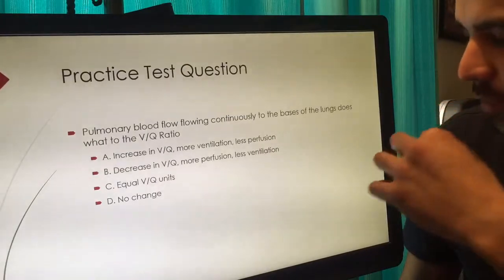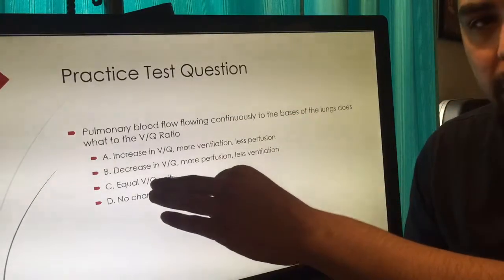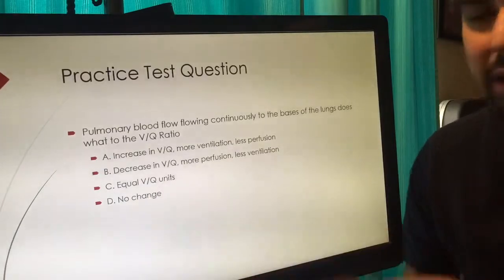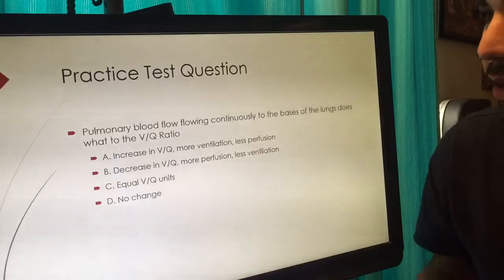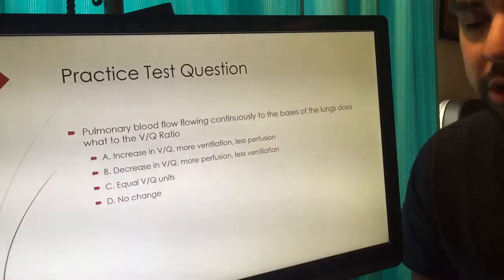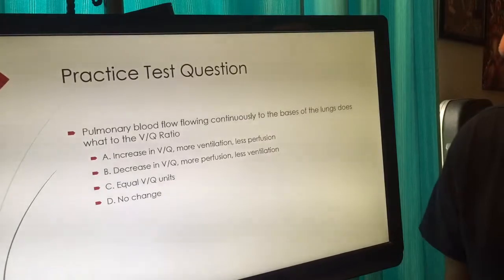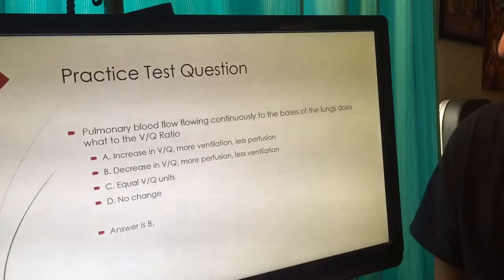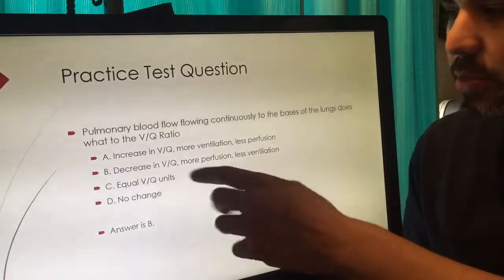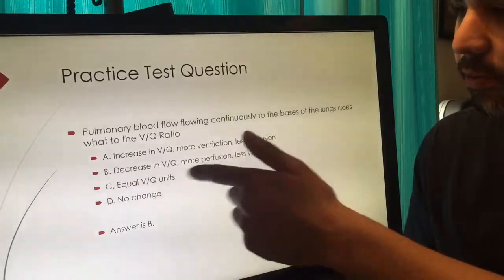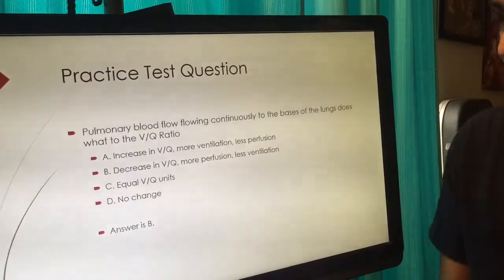Because I'm talking about the bases. This is talking about like the middle of the lung. And no change, there's obviously going to be a change. Any amount that's increasing blood flow to the bases will change the ventilation and perfusion ratio. So the answer is B. It will decrease in VQ. It will decrease in ventilation, but there will be more perfusion. So decrease in VQ, more perfusion, less ventilation.